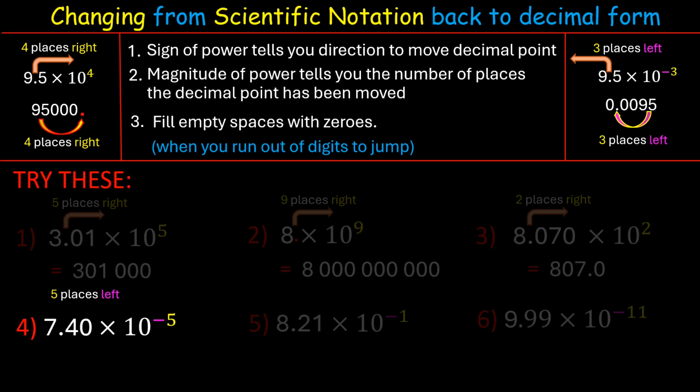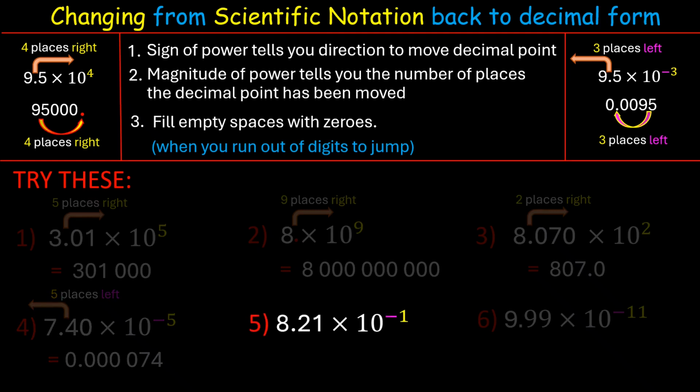In example 4, we need to move the decimal point 5 places left, so we write 5 leading zeros and place the decimal point after the first one. Next, we only need to move 1 decimal place, so we jump the 8. We still like to place 1 zero out front.